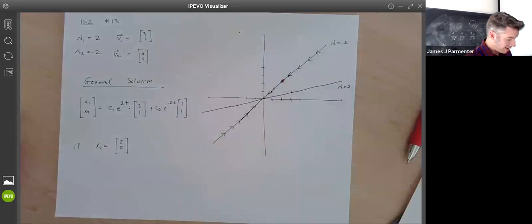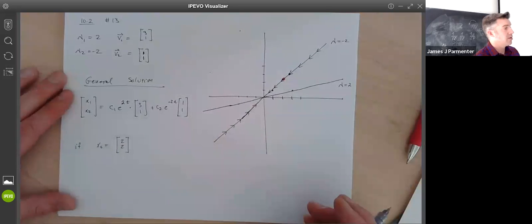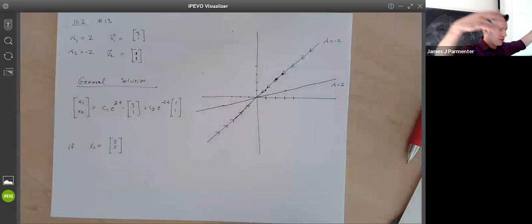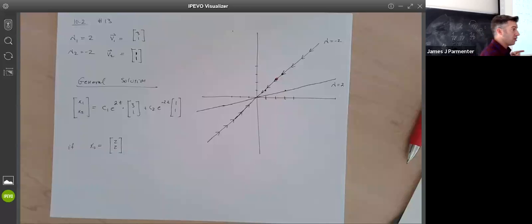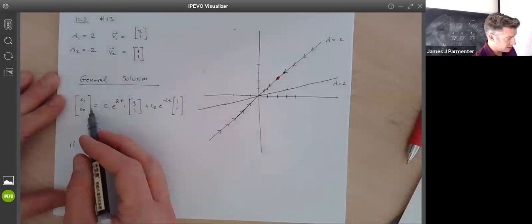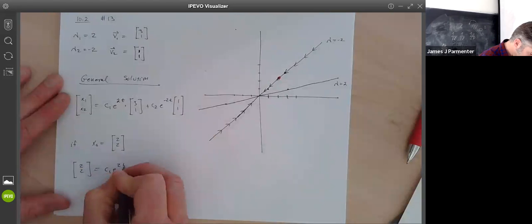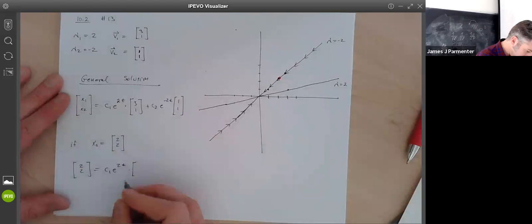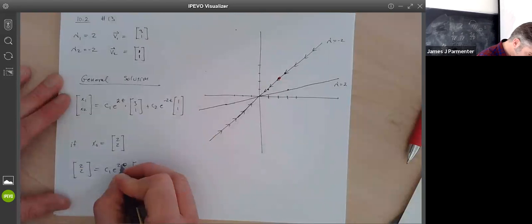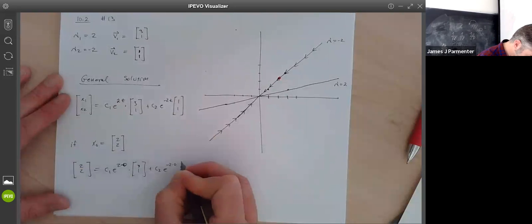Well, let's actually solve for the constants here. Generally, when the eigenvalue is negative, you're going to go inward, towards your origin. But why? Well, if we actually solve for our constants, look what happens. If I set 2, 2 equal to C1 e to the 2t times 3, 1. Oh, sorry, e to the 0 times 3, 1 plus C2 e to the -2 times 0 times 1, 1.